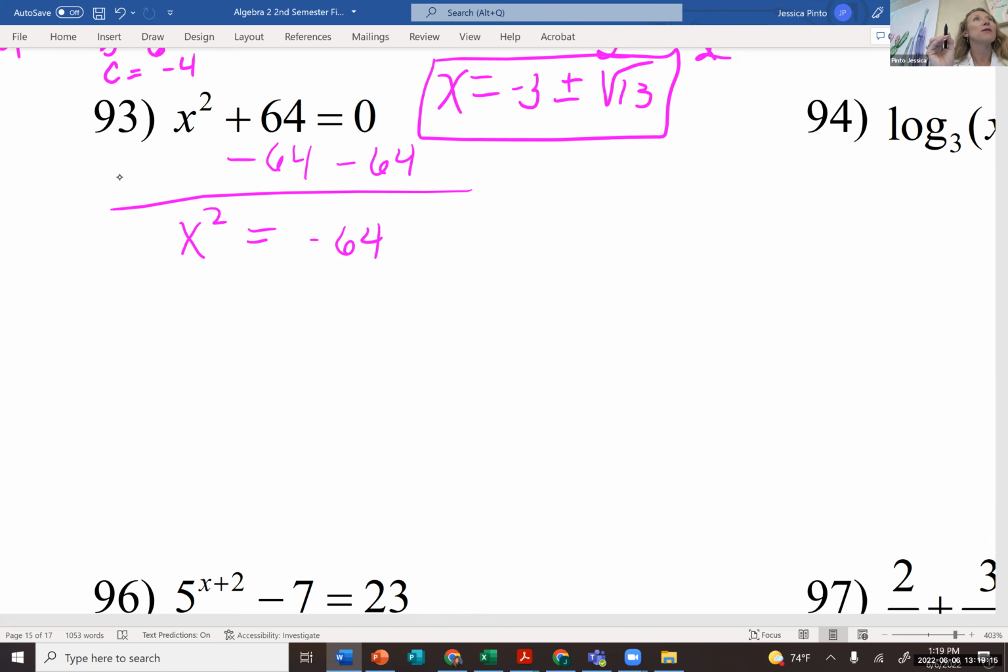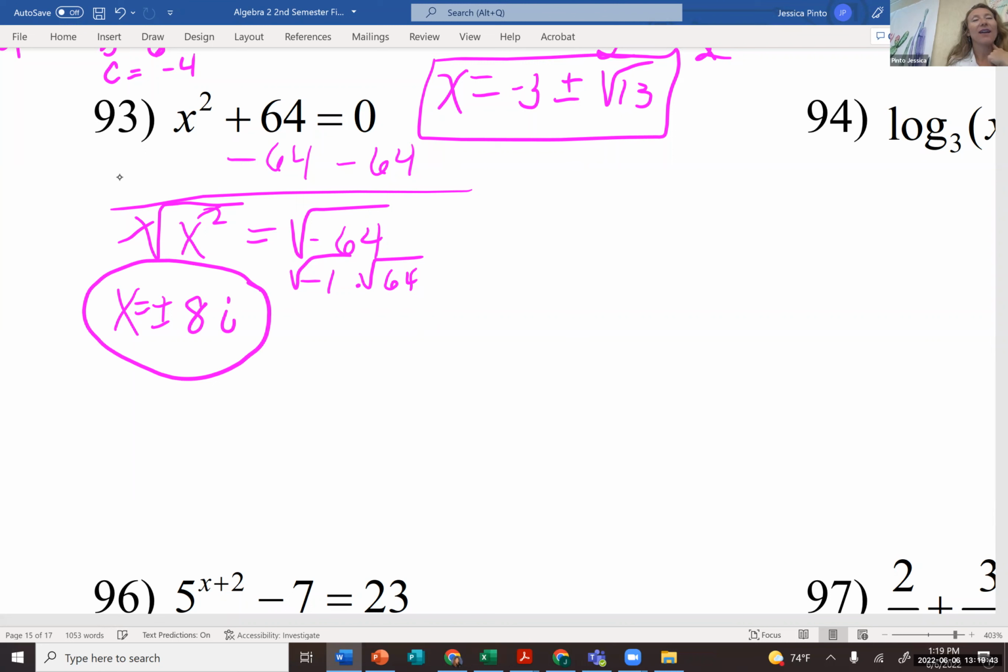Now we get rid of square power with square root. When we're solving for x and we take the square root, we have to remember we're looking for two answers. So this is where we use the plus or minus. Forgot my equal sign. And then here's 64. It's -1 times 64. So we're going to have our imaginary number i in this answer, and the square root of 64 is 8. So it's plus or minus 8i. Huh, very cool.